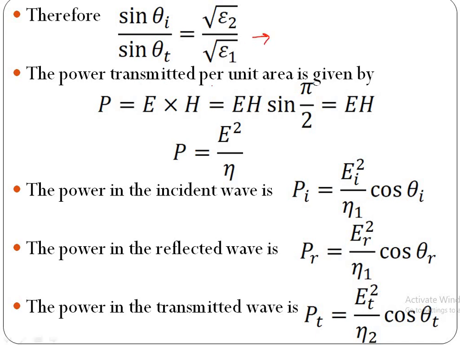The power transmitted per unit area according to the Poynting theorem. P, power transmitted per unit area, is equal to E cross H, which is equal to EH into, if we expand the cross product, sine of pi by 2. Why pi by 2? In a uniform plane wave, electric and magnetic fields are perpendicular to each other, which is equal to simply the product of E and H. If we write H in terms of E, which is equal to E by eta, then the power transmitted per unit area is equal to E square by eta.